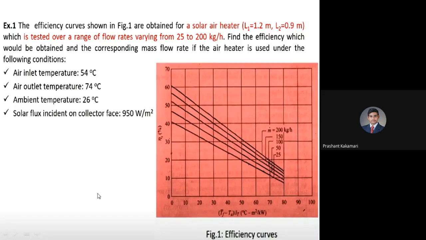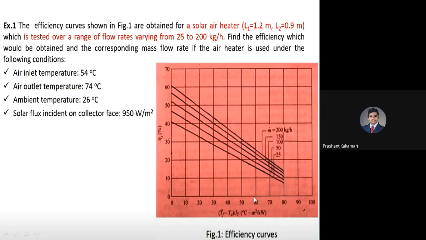Then for efficiency, as you know, it is a ratio of useful heat gain by the fluid in the numerator to the total heat supplied. Heat supplied means the solar flux supplied, that you can take. So by that one can find out the solar incidence, and from that, how much heat is gained by the fluid. By taking that useful heat gain to the total heat supplied, one can find out this efficiency percentage.